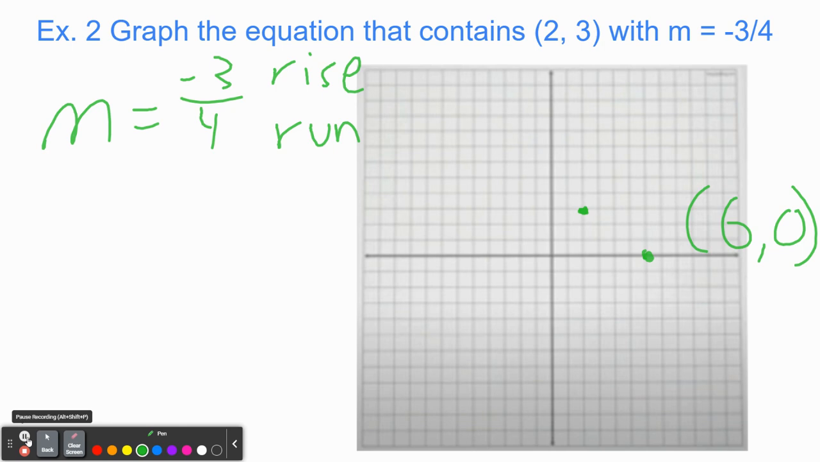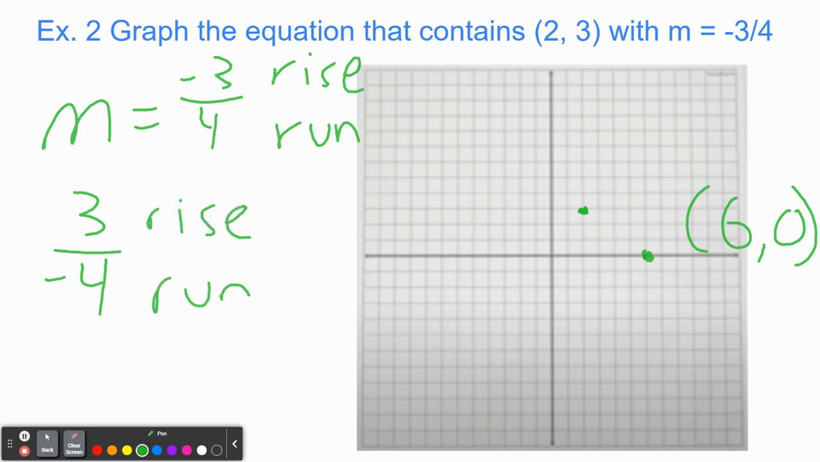We can also go the other way, right? These would be equivalent to each other. 4 over -3. Oh my goodness. Not that. Don't do that. I made that the reciprocal. 3 over -4 would be the same slope. So our rise would be +3 and our run would be -4. So 4 to the left, right?